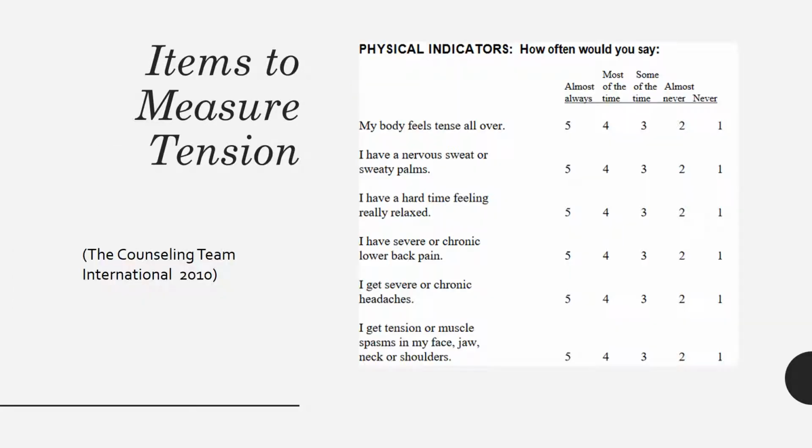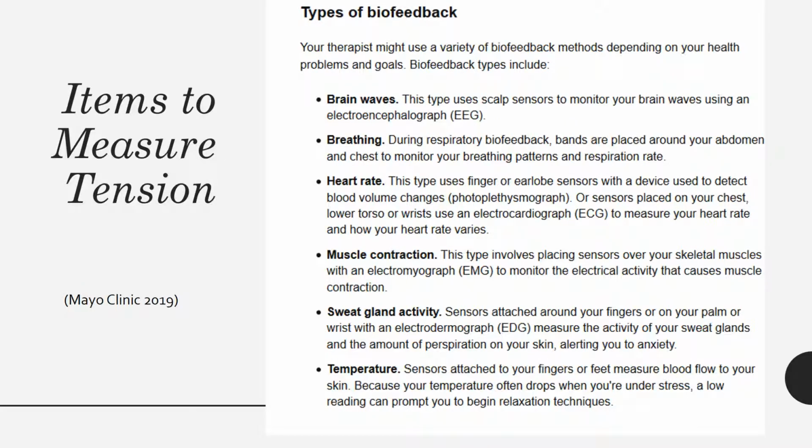Items to measure tension. These are physical indicators; questions were asked and people would give a score from 5 to 1, from almost always to never. Another item to measure tension. On this chart, we have different types of biofeedback, and these are pretty much different things that happen throughout the body when your body goes through tense moments. We have heart rate. So if you were to go through a tense moment, your heart rate would obviously race and it would be a faster heartbeat.